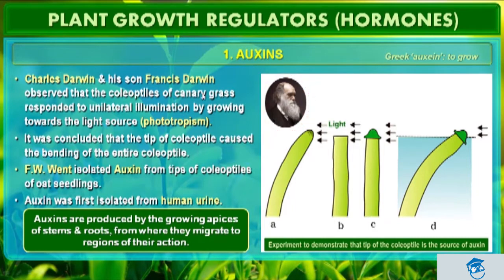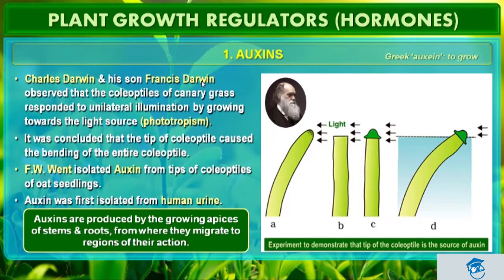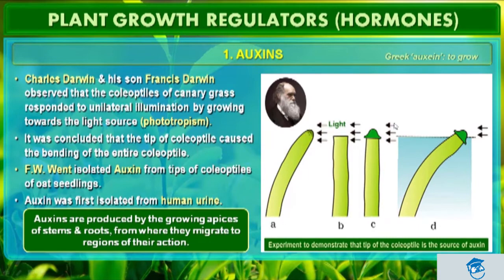Charles Darwin and his son Francis Darwin started their observation when they noticed that the coleoptile of canary grass responded to unilateral illumination by growing towards the light source. See, this is growing towards the light source. This is the coleoptile of canary grass. And in one direction, that is unilateral direction, we are illuminating with the light source.